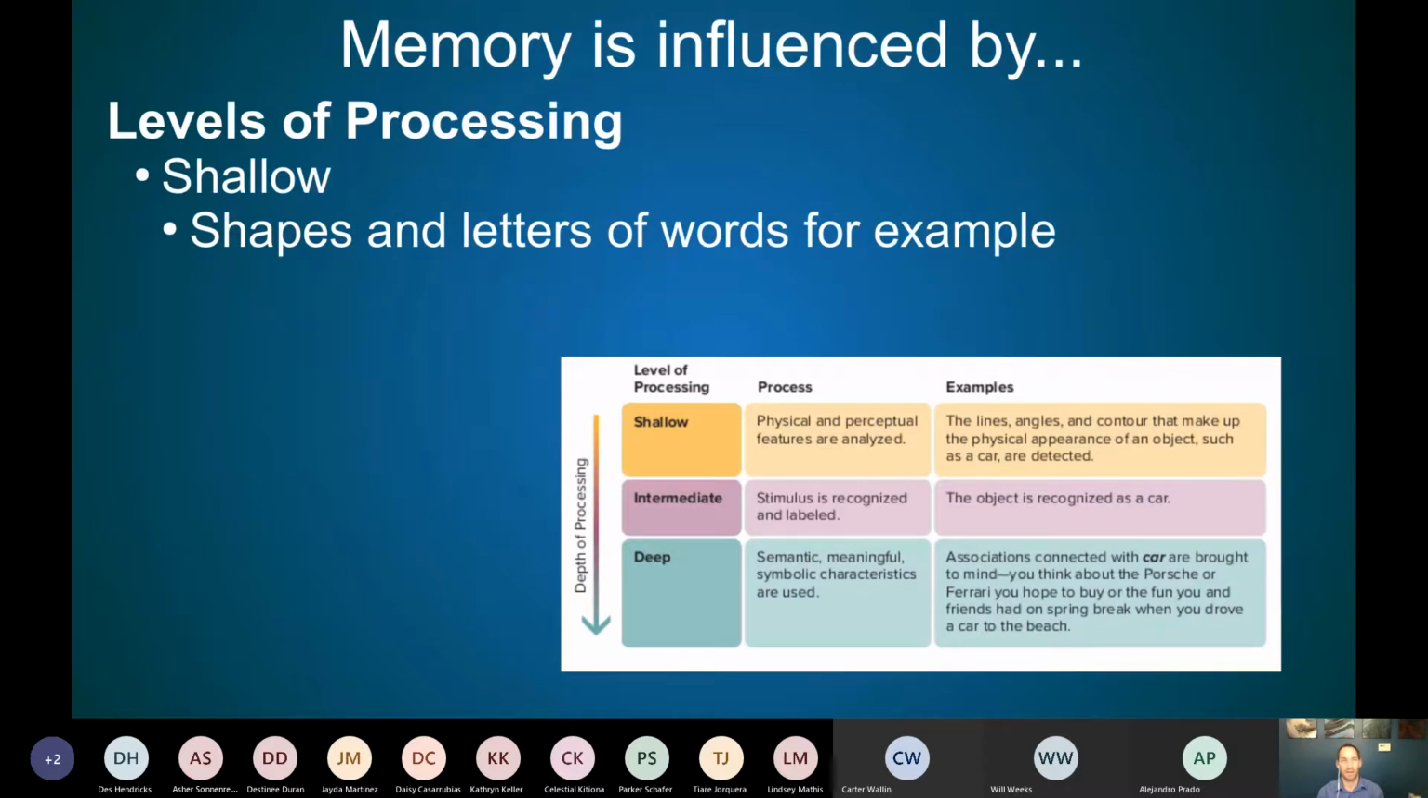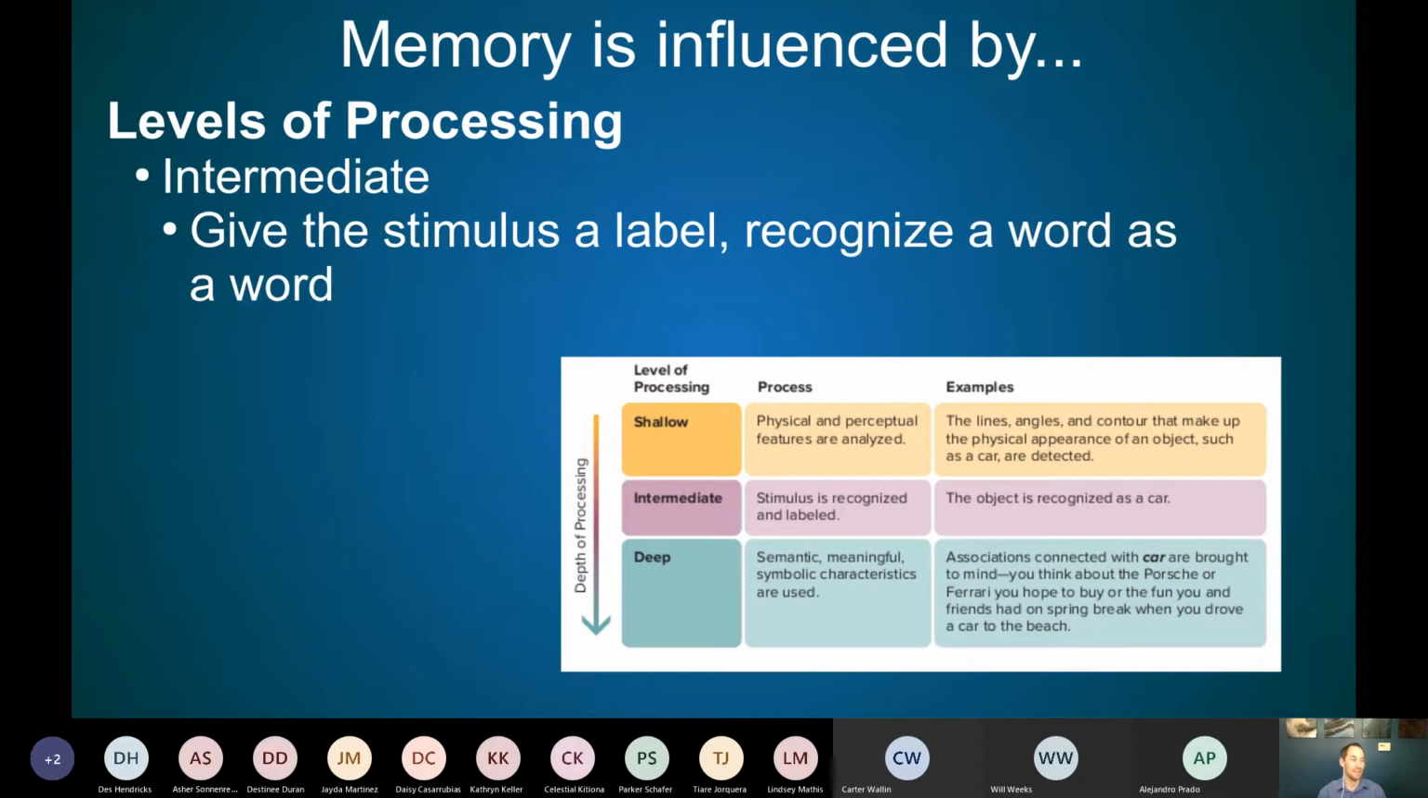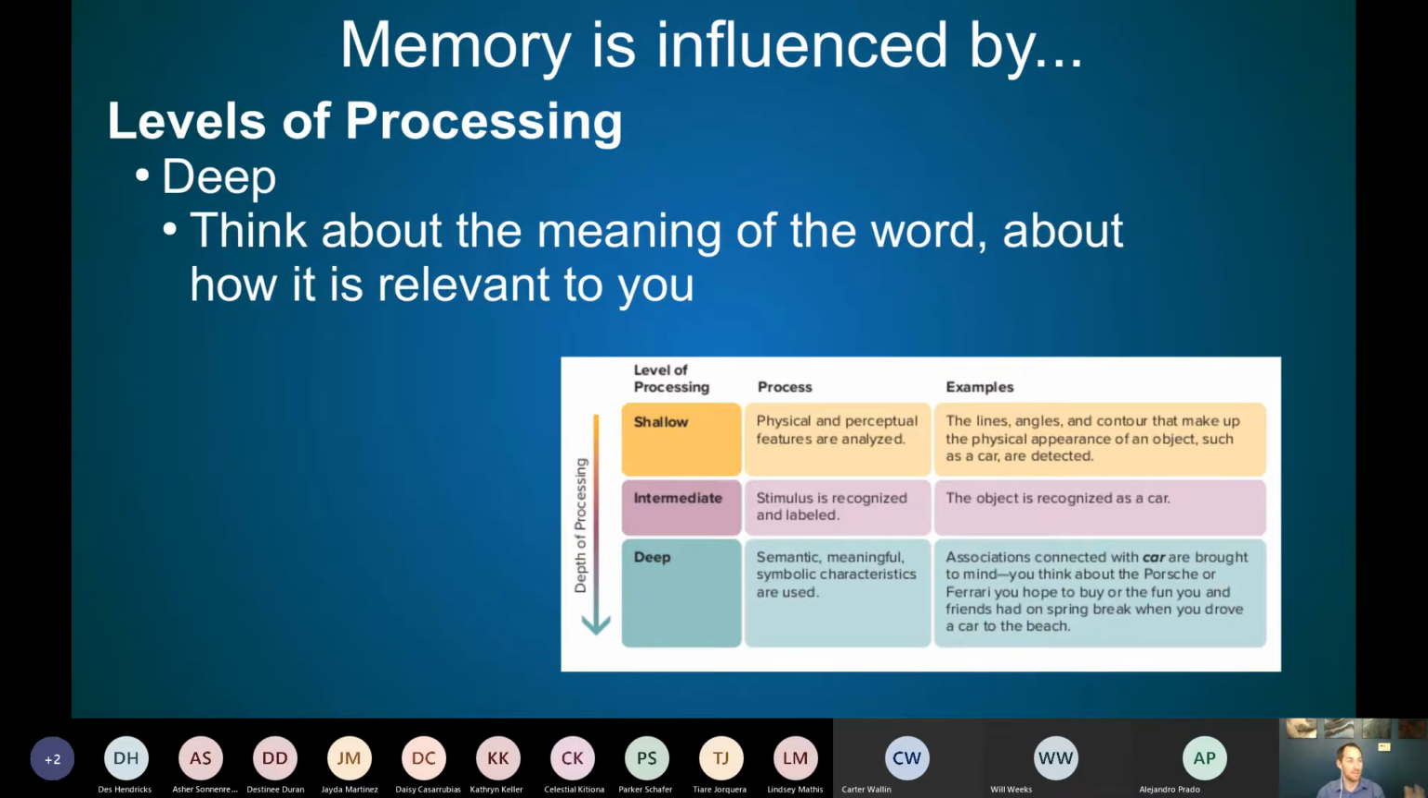Oftentimes, for example, you might look at a terms of service contract and process it very shallowly. Oh, yep, there's words here, there's sections, different things, and you really shallowly process that. At least that's how I do it. Probably not the best way. Then intermediate would be actually reading the thing, and then deep would be thinking about how that's relevant. Or for the lecture, tying this to some relevant example, tying this to something in your life, maybe writing it in your notes. That's a deeper way to process things.